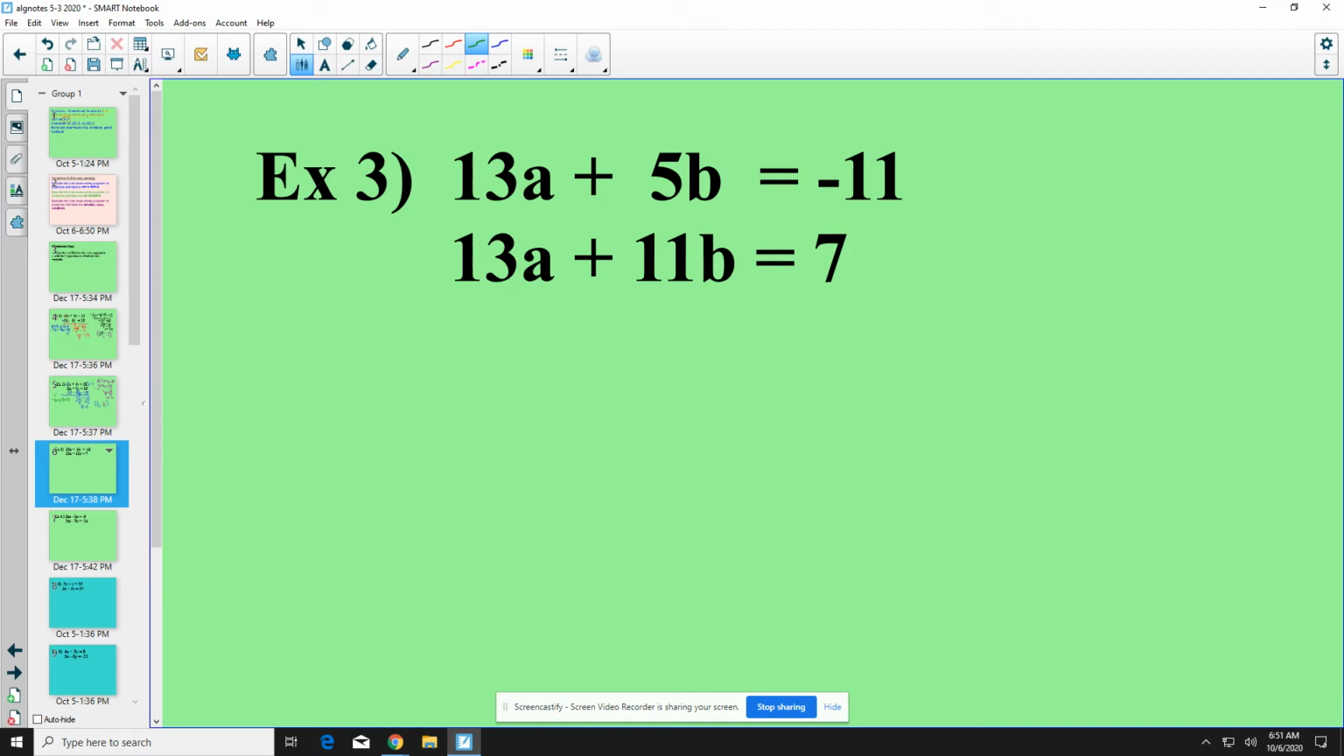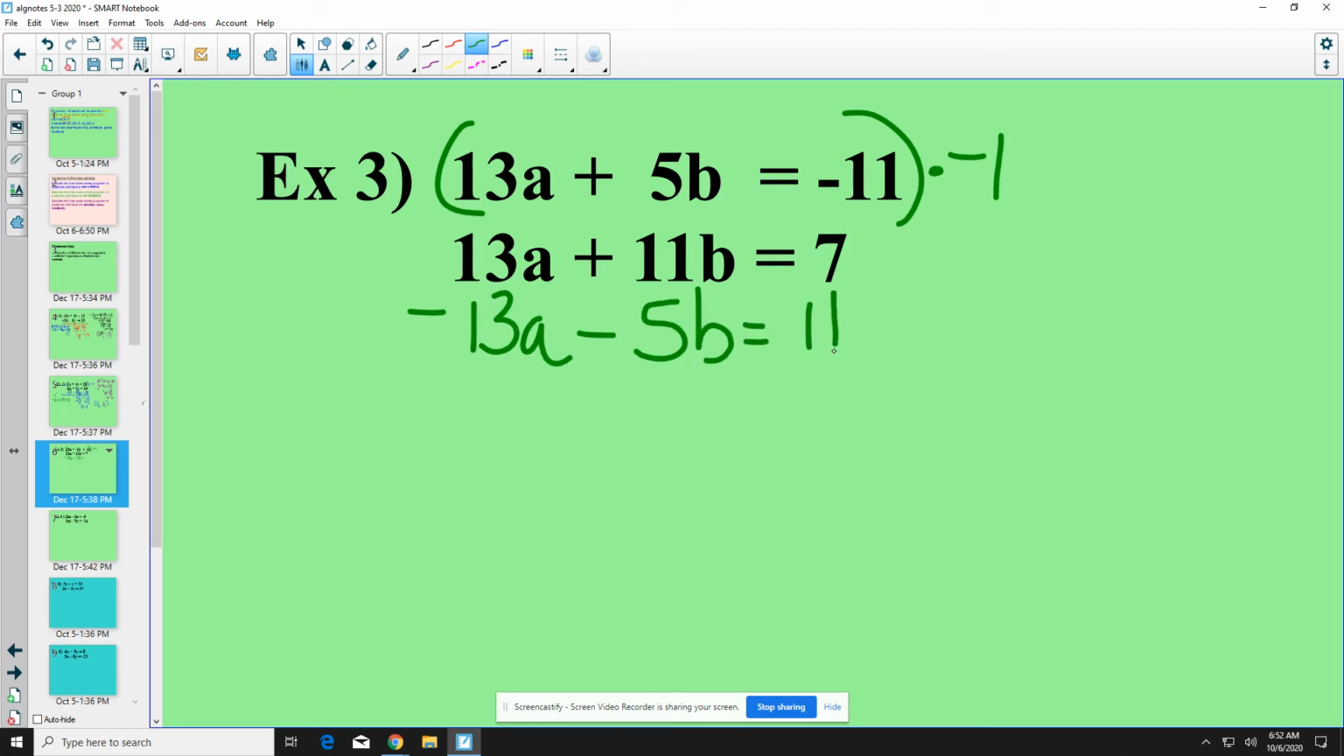All right, now that you have this written down, notice the coefficients for a are the same. So what we can do is take one of the equations and multiply it by a negative 1. So I'm just going to take the top one. It really doesn't matter which one I do this to. I'm going to take the top one and multiply by a negative 1 to get negative 13a minus 5b equals positive 11. Then I can add the two equations together.